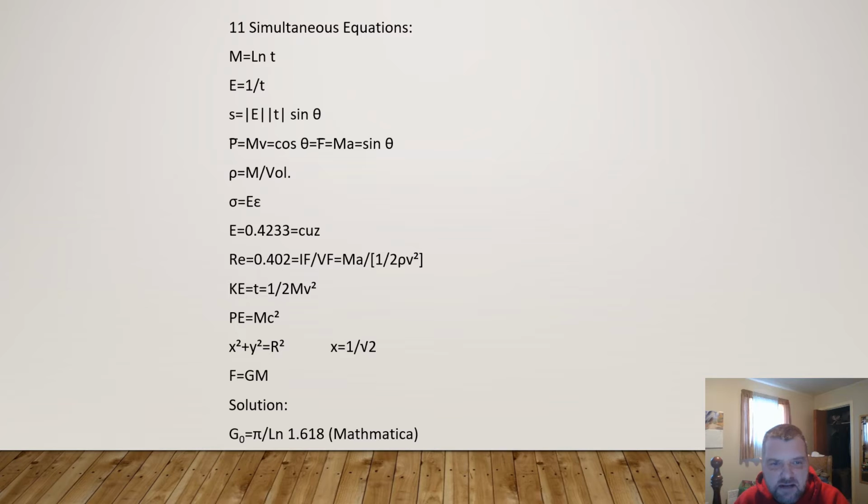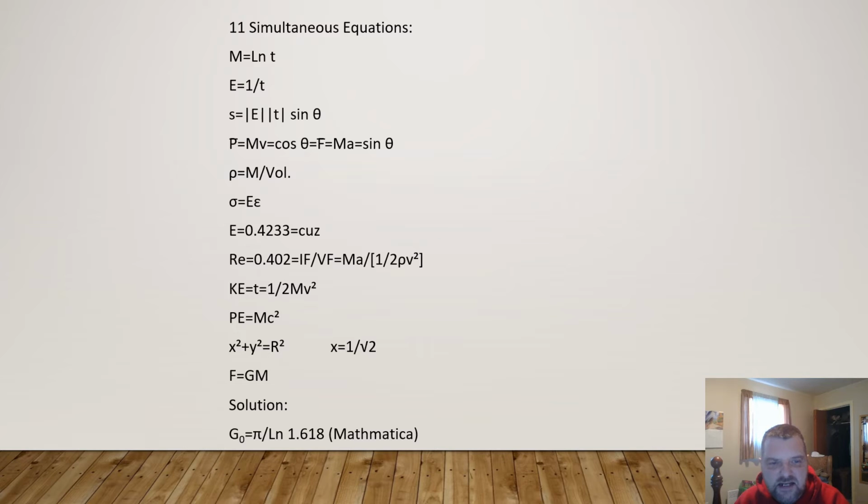And then the Reynolds number is equal to 0.402, which is the inertial forces over the viscous forces, which is equal to ma over 1/2 rho v squared. That rho again is the density. And then the kinetic energy, which is time, is equal to 1/2 mv squared, we all know, and potential energy was mc squared, Einstein's equation.